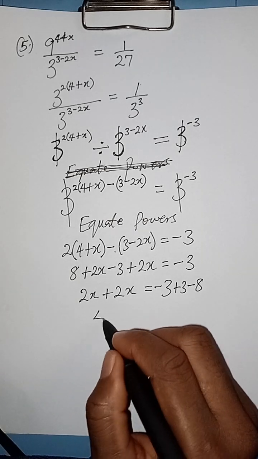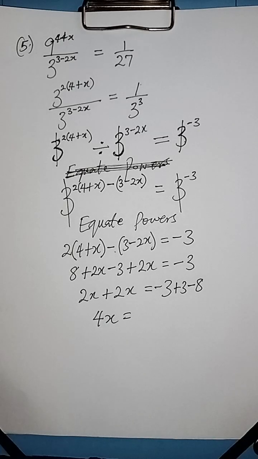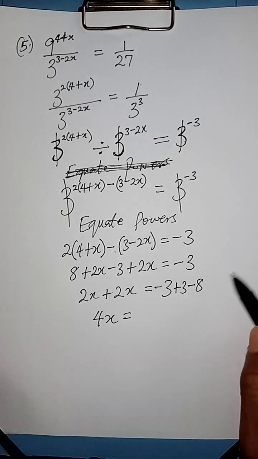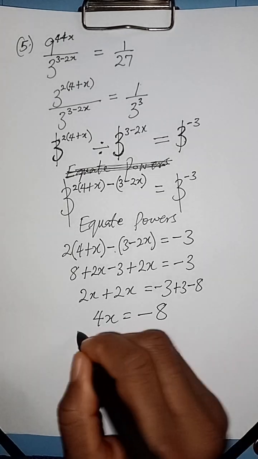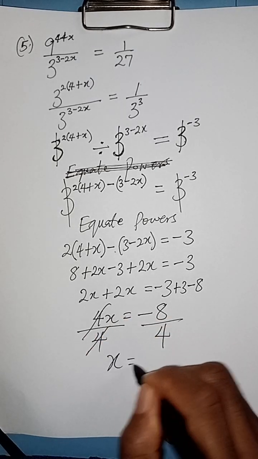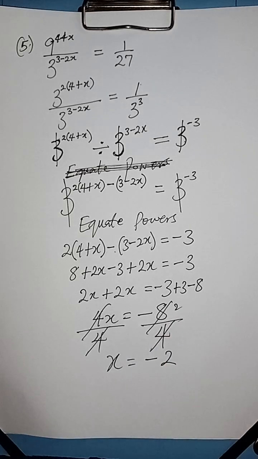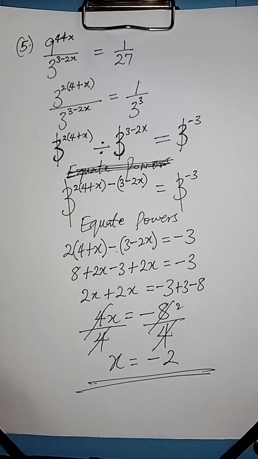2x plus 2x, 4x equal to minus 3 plus 3. That's gone. It's 0. 0 minus 8 is minus 8. Divide both sides by the coefficient of x, and that's 4. x becomes minus 2. So this is the answer to the question.